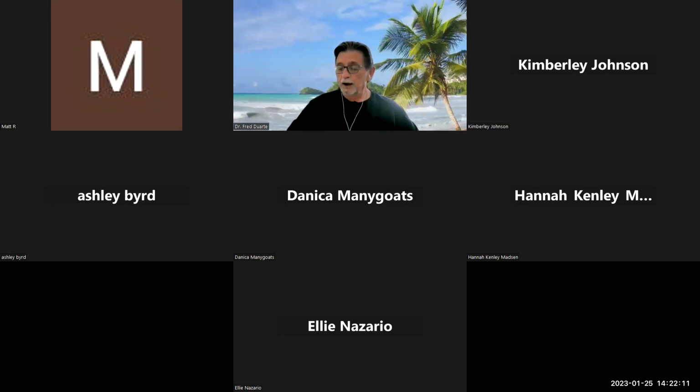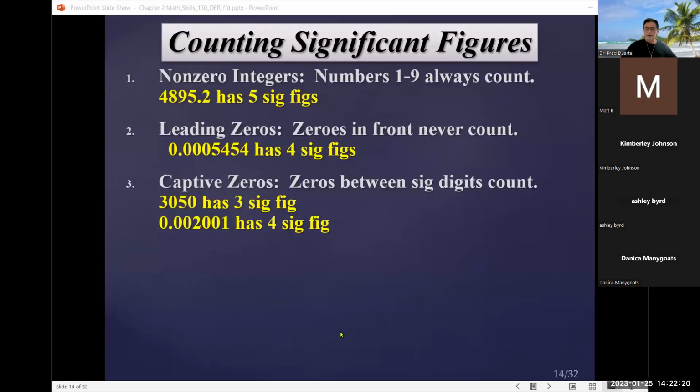Okay. All right, let me go back to where I was. We were talking about sig figs. Now, only zeros that are in between whole numbers are considered significant. So the number 3050 has 3 sig figs. Obviously, the 3 and the 5 count as per rule number 1. And the 0 between the 3 and the 5 counts because it's captive. The 0 at the end, hold on.